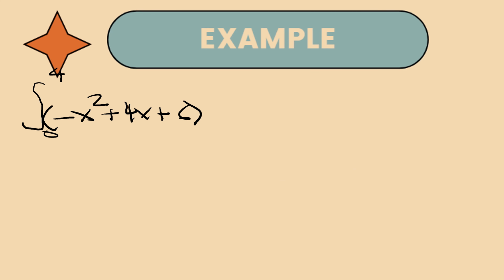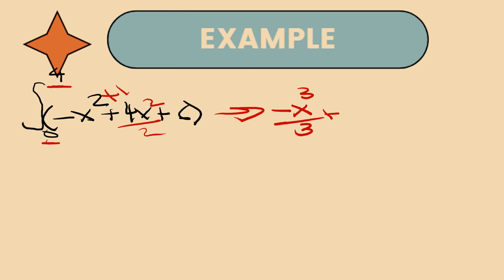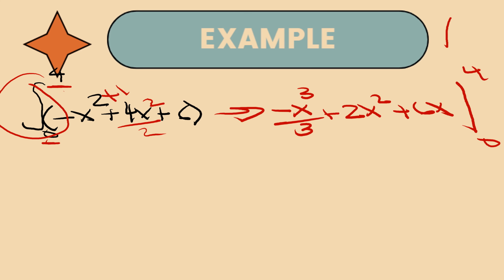In this question, it's a bit different because we have an interval, which is from 0 to 4. What we're going to do first is integrate this function, which would give us negative 3 divided by 3. I got 3 because I added 1 to the power, and 4 divided by 2 gives 2, so we get 2x squared plus 6x. Don't forget the interval, which is 0 to 4. I wrote a straight line because this says that we need to integrate with an interval.